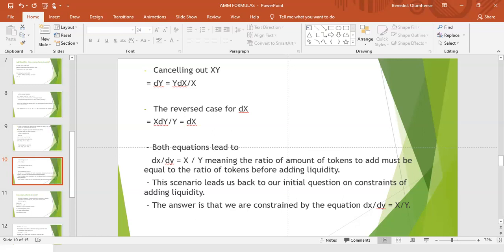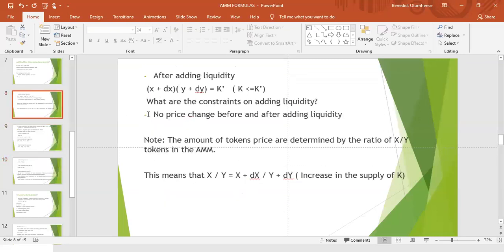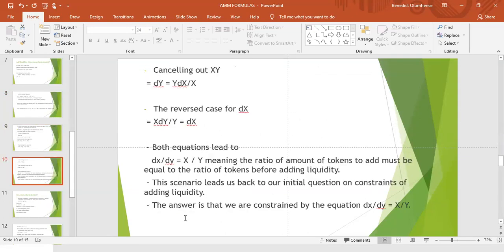That means this is our initial scenario, where we have dx over dy, for the two tokens, token A and token B. The ratio of token A must equal the ratio of token B in the AMM. So we are constrained to answer the question of what constraints we have on adding liquidity. We are constrained to the formula dx over dy equals x over y. This is the constraint that we'll have in an AMM, and anytime we want to add tokens, the ratio of token A to token B that is added into the AMM must match, for a constant product AMM.